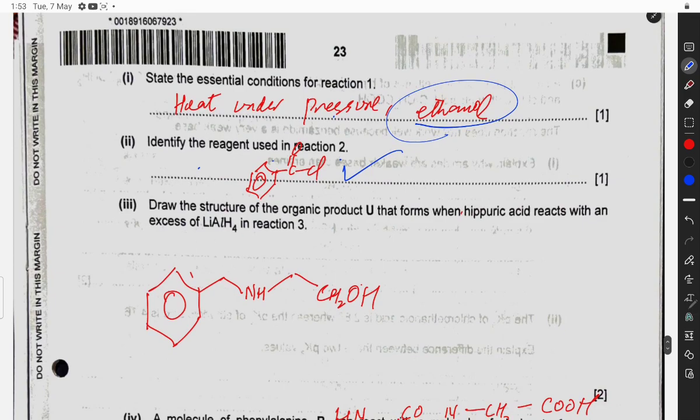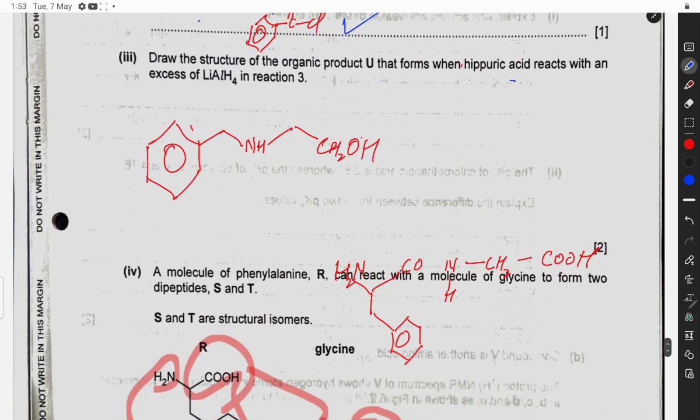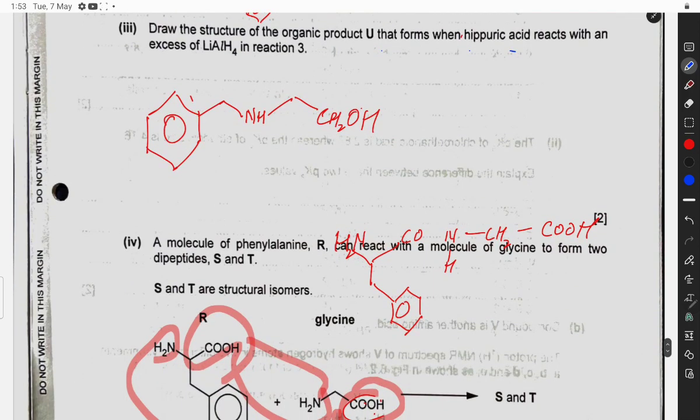Draw the structure of the organic product U that forms when the acid reacts with an excess of lithium aluminum tetrahydride. This is the compound formed. This is used as a reducing agent, reducing C double bond O into CH2, and the carboxylic acid is also going to be reduced.